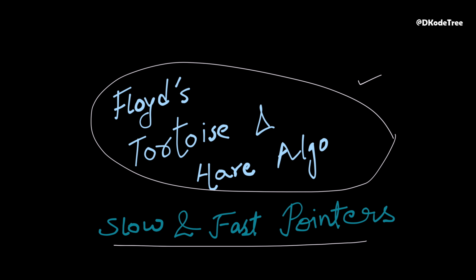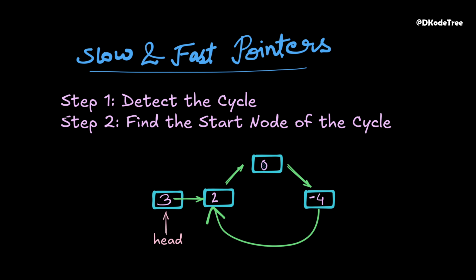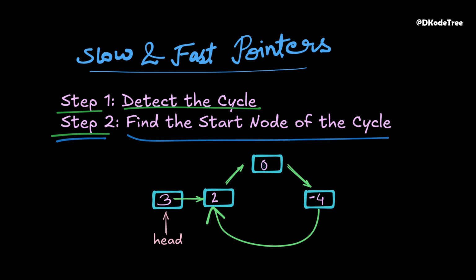I will explain how the fast and slow pointers help in solving this problem as well as the proof behind why it works. The idea is to solve the problem in 2 steps. In step 1, we will detect whether there is a cycle or not. And if there is a cycle, then we will move to step 2 and find the start node of the cycle. And if there is no cycle, we will simply return null.